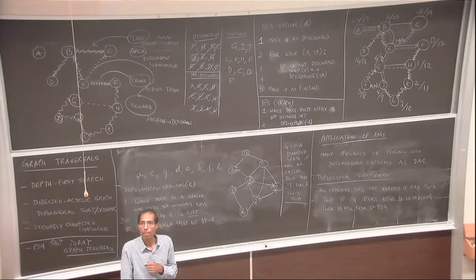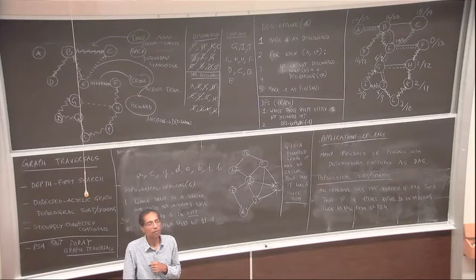Since it has no cycles, it means the absence of back edges. So let's see. How do you prove that? Since G has no cycles, if you were to run a DFS, it will have no back edges. That's correct. But why does it mean that there will be a vertex that has no incoming edge?